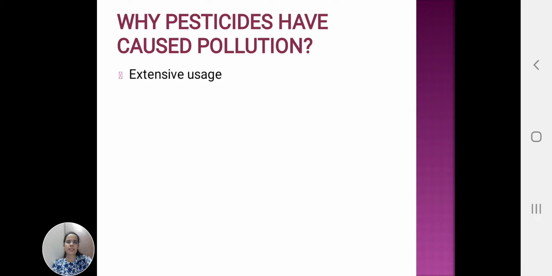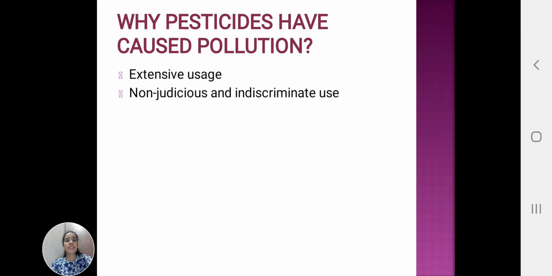What makes these pesticides cause pollution? One of the most important reasons for this is the extensive usage. As I already pointed out, because of the immense ability of these pesticides to control the pests and to increase the agricultural production of crops, vegetables, etc., they have been extensively used over the years.